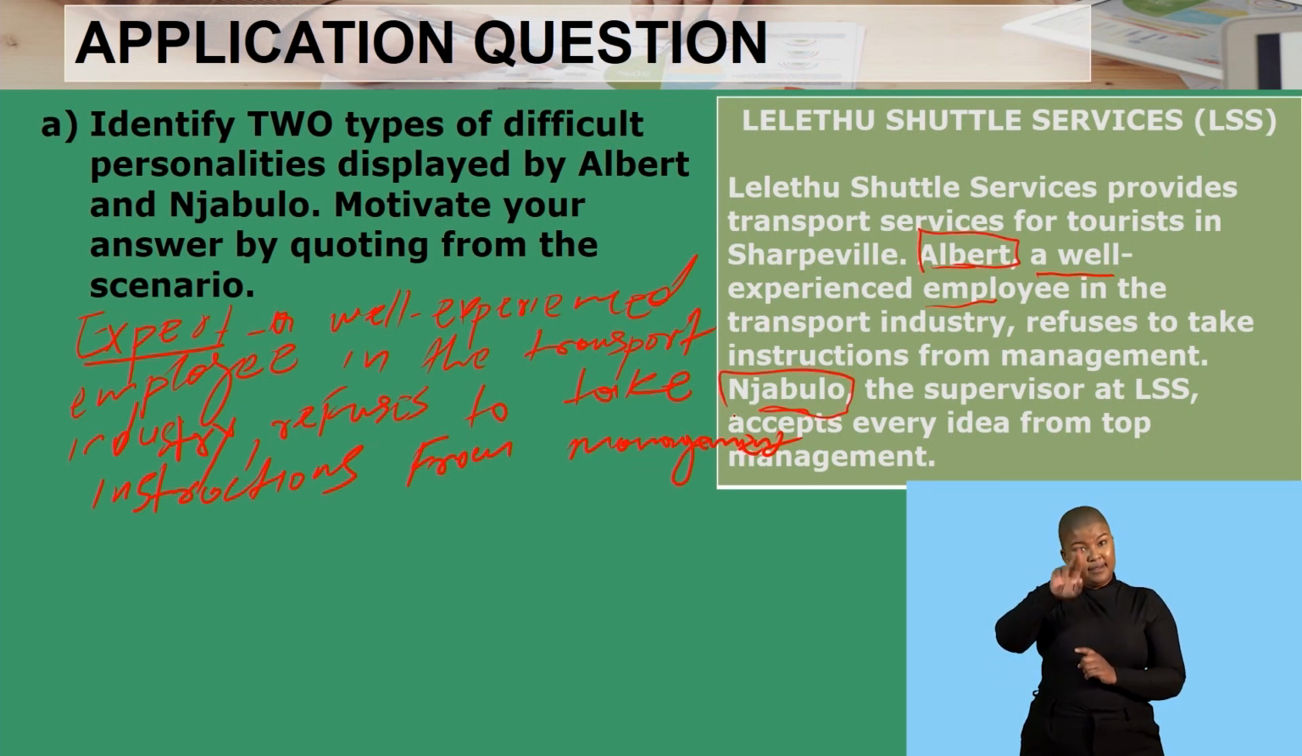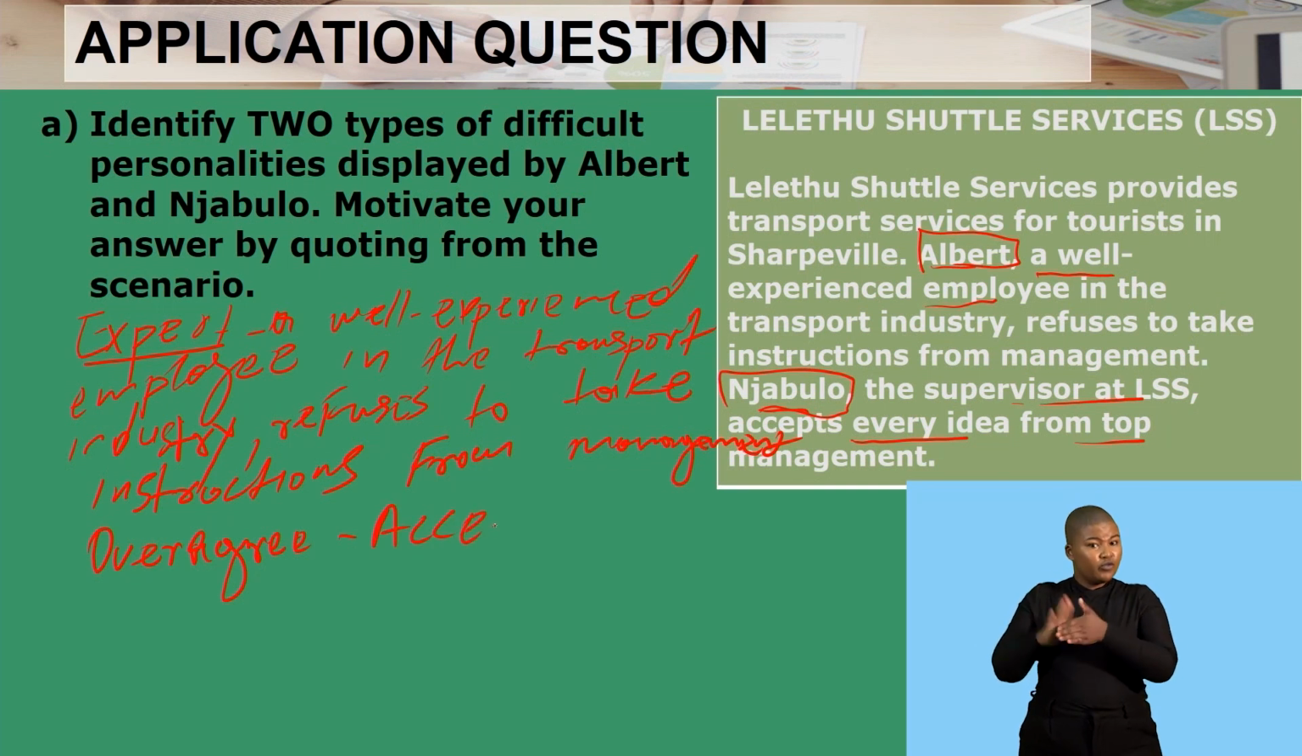Then Njabulo is a supervisor at Leletu Shuttle Services and accepts every idea from top management. So therefore, Njabulo becomes an over-agreer, who agrees over everything. How do you motivate? He accepts every idea from top management.